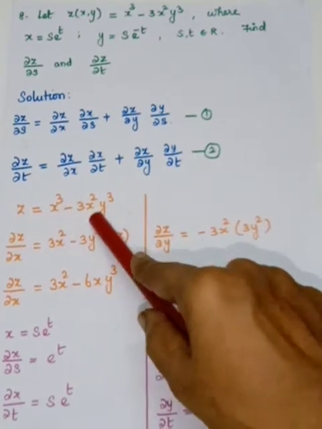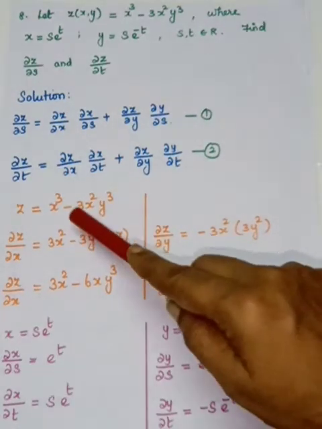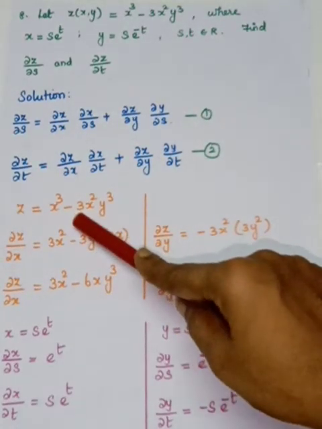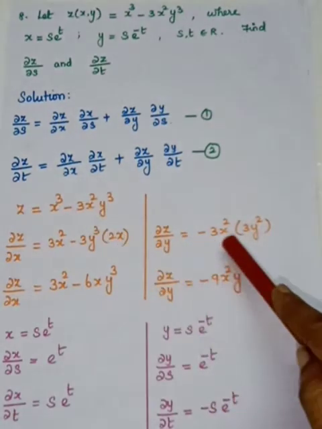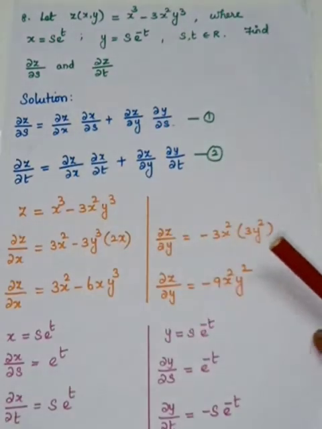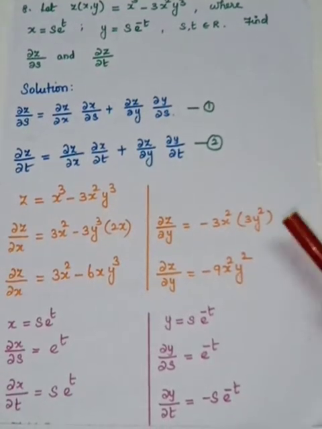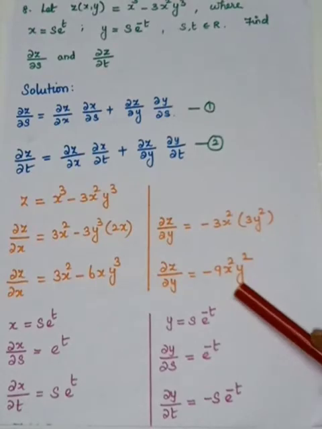And come to the second term. X, y both are involved. So first we have to collect the constant. Here what is the constant? Minus 3 is a constant, you know very well. Along with that, x squared is also constant. So it is taken out. What is remaining here? Y cube. The differentiation of y cube with respect to y is 3y squared. So when you arrange, you will get.